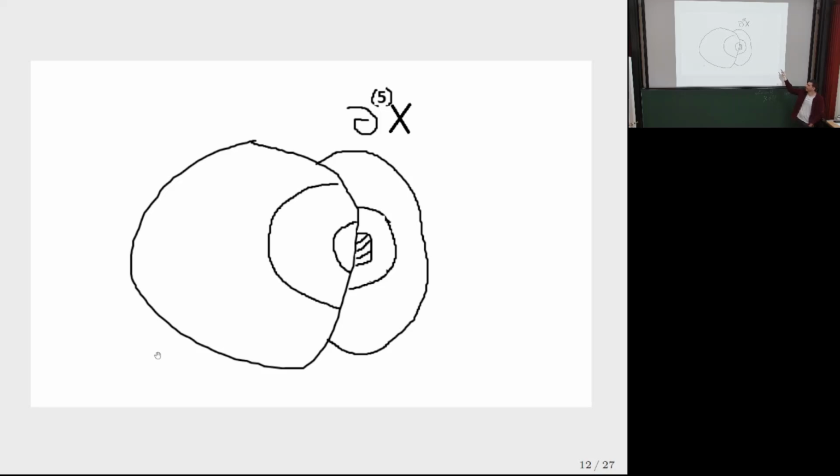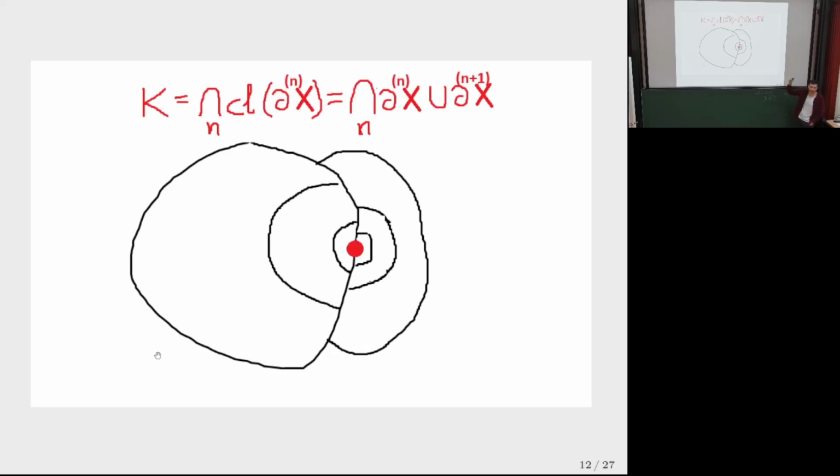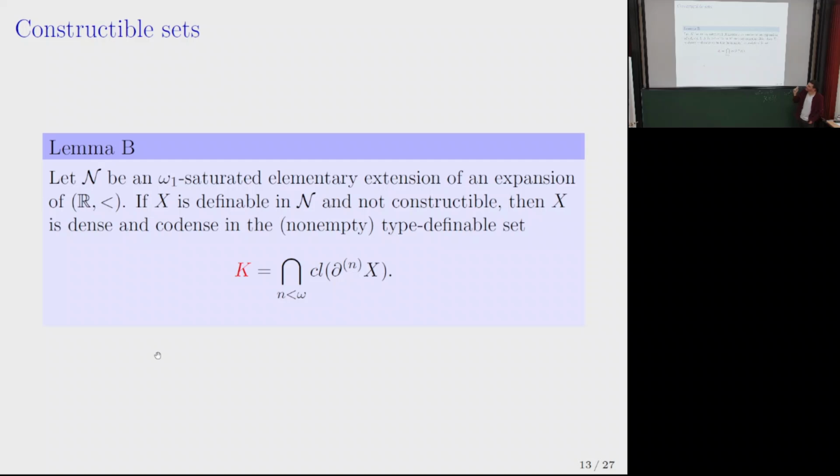So if you're, say, in a saturated structure, omega 1 saturated, you can consider this type definable set. Right? It's going to be non-empty. And what's really interesting about this set is not only it's non-empty, but again, if your structure is saturated, your original set X is going to be dense and codense in this K. So let me just write that. Say N is an omega 1 saturated elementary extension of an expansion of the real line. If X is definable in N and not constructible, then X is dense and codense in this non-empty type definable set K.